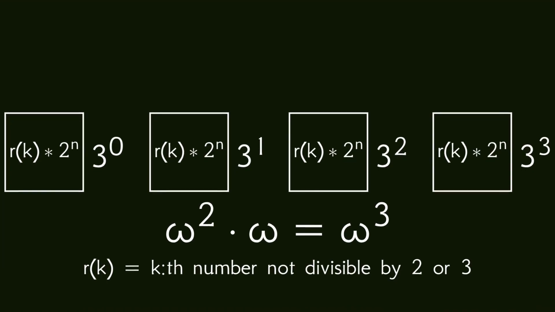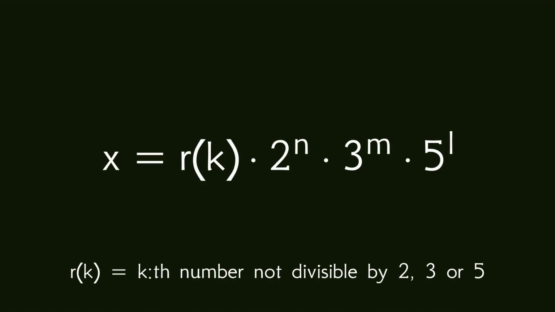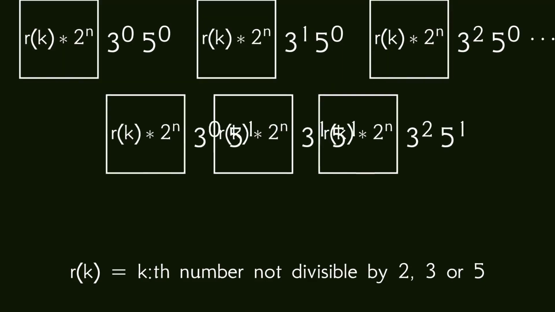To get to omega to the fourth power, we need to be a bit careful. One might accidentally assume that we write it as 2 to the n times 3 to the m times 4 to the l times some number. But that would be a mistake, since we've already covered the powers of 4 within the powers of 2. So the next number that we want to pull out of r of k is 5. So taking the counting numbers and ordering first by r of k, then by powers of 2, then by powers of 3, and finally by powers of 5, gives us omega to the fourth.